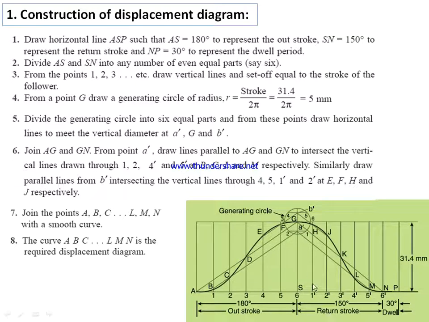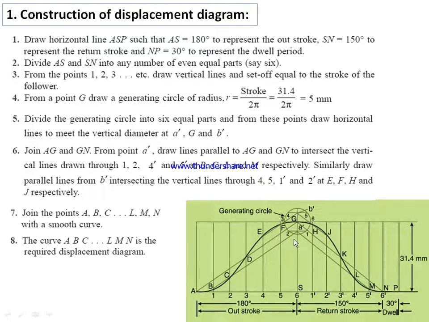Now, as there is no dwell between the out and the return stroke, instead of constructing the generating circle here, we are constructing the generating circle here itself. So what should be the radius of this generating circle? Stroke 31.4 divided by 2 pi, that is 5 millimeter. 5 millimeter is the radius of the circle. So with point G as center and radius equal to 5 millimeter, draw this generating circle.